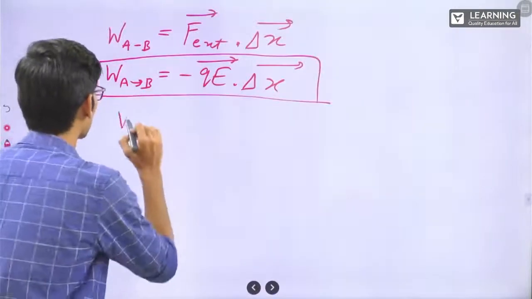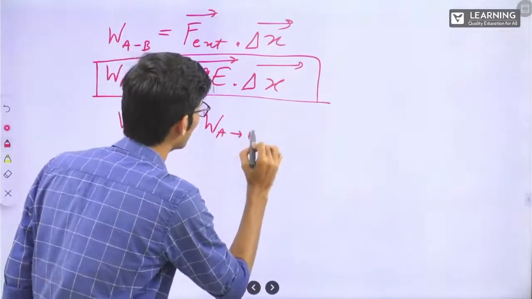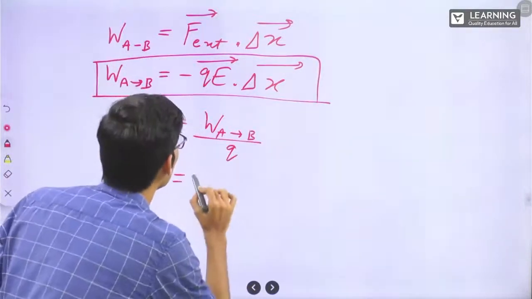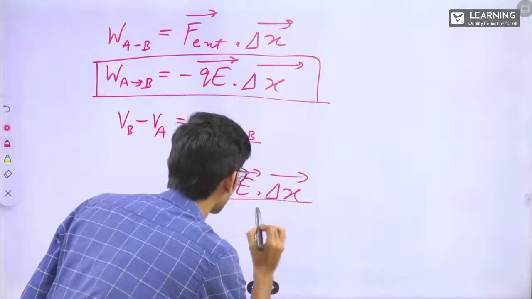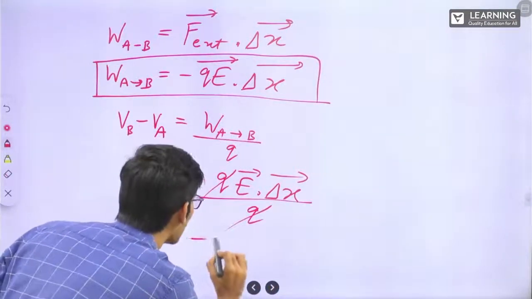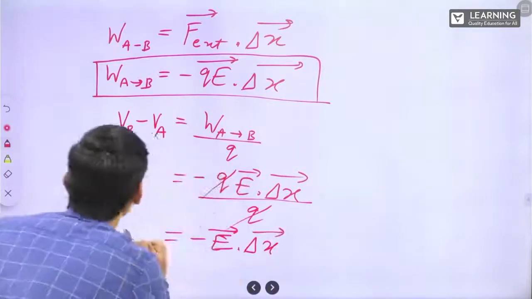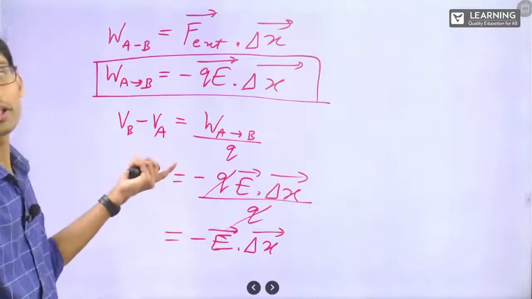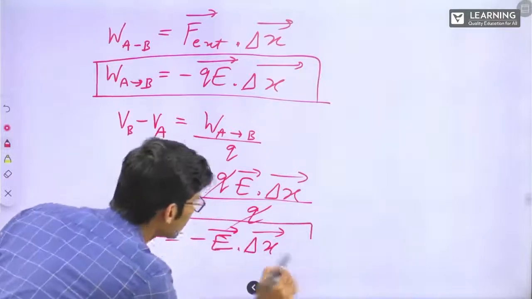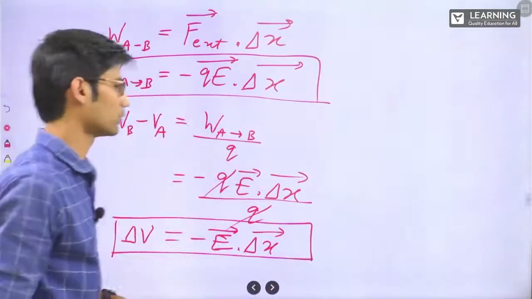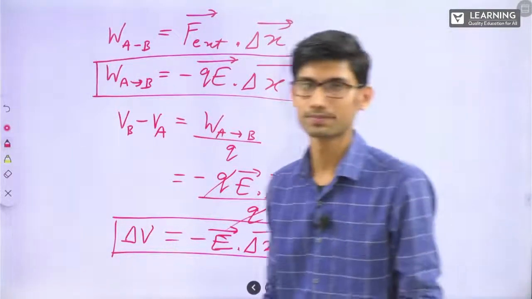This VB minus VA is equal to this work done from A to B divided by Q. That means minus Q E dot delta x divided by Q. Q and Q will cancel. We will be left with minus E vector dot delta x. That is equal to, this is what? Change in potential, this is potential difference, delta V. Delta V is equal to minus E dot delta x.